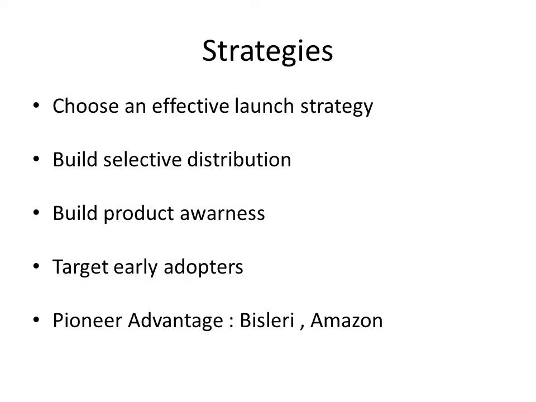What would be the strategies? Obviously, an effective launch strategy. We've seen that for iPhone 10. You're building your distribution and you want to slowly build it up. So you're going to choose certain distribution channels. Your communication is focused at awareness, and you're targeting early adopters. Something worth noting here is something called a pioneer advantage. In every product category, there is a brand which is the first to start a product category, or the first to be there.